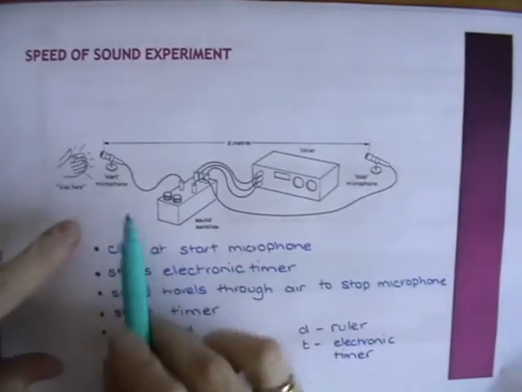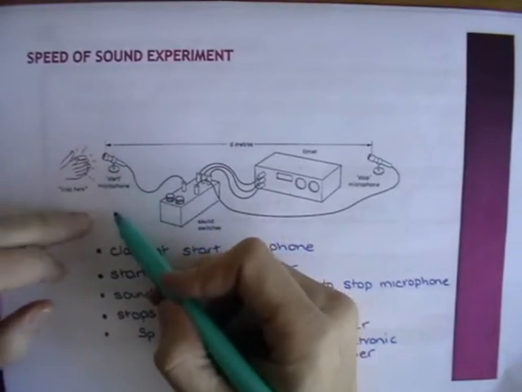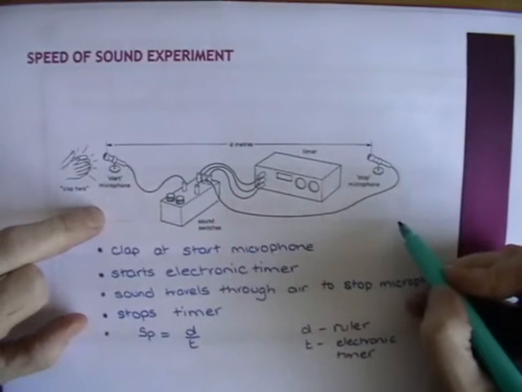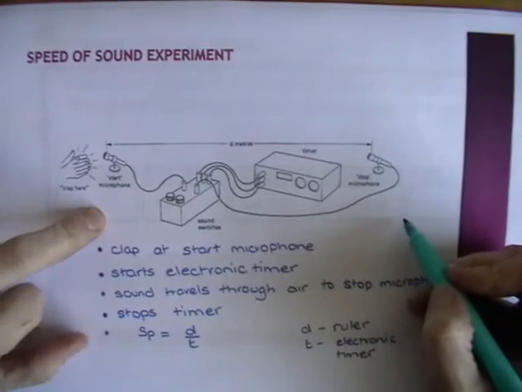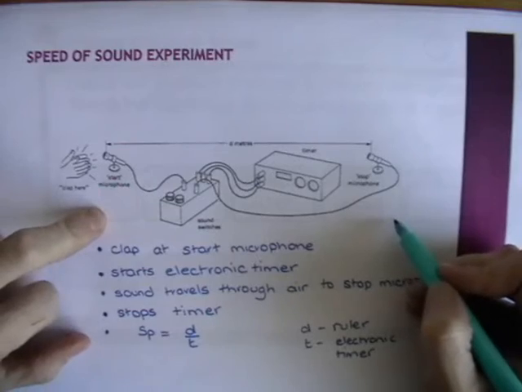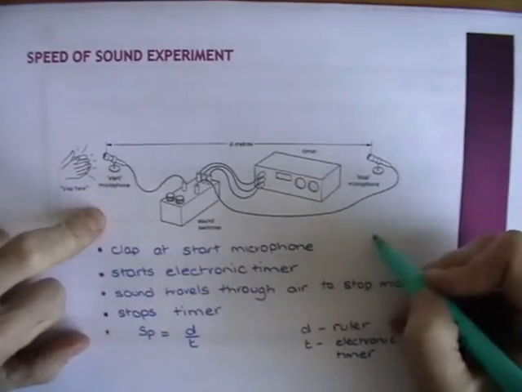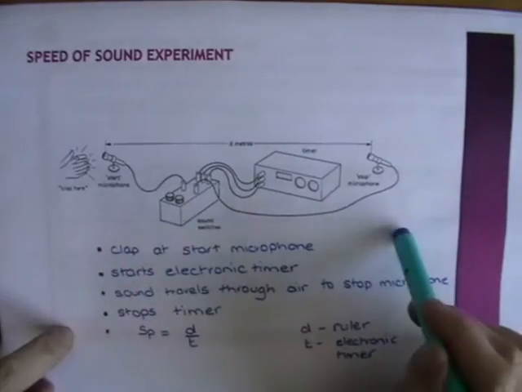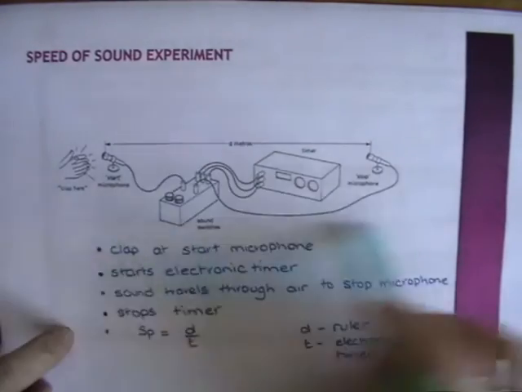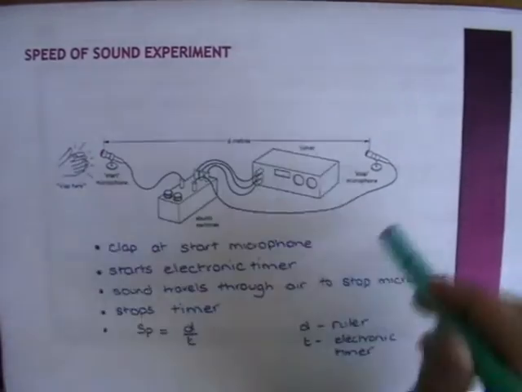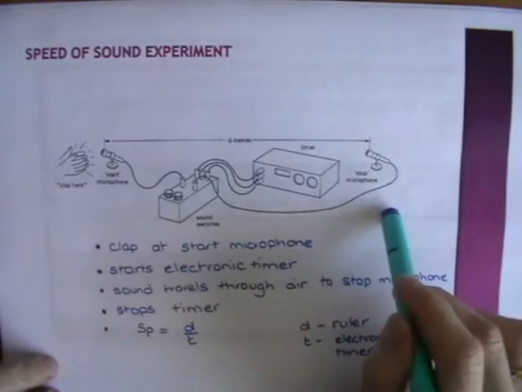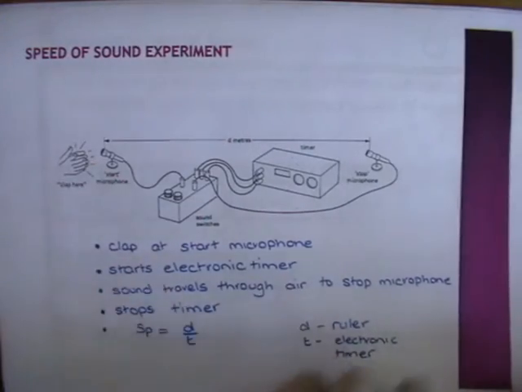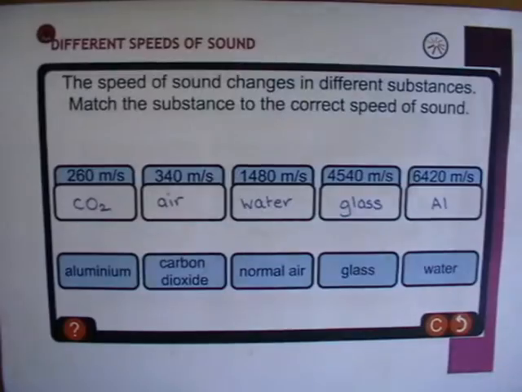But what you would do, if you wanted to do this in a solid, you would clamp your microphone face down onto the bench, or the solid that you wanted to pass through. So if we did it on our wooden bench at the side of the room, we would have these two microphones clamped, and you would make a little tap on the bench, and the stop microphone then would stop whenever the tap has reached down to the stop microphone through the bench. And so it's the same experiment. So just be aware of that in case you're asked to maybe describe it.